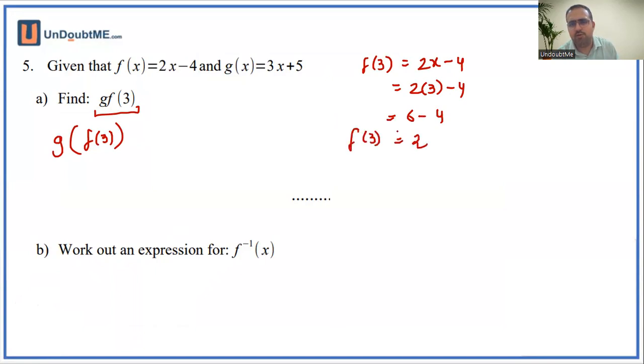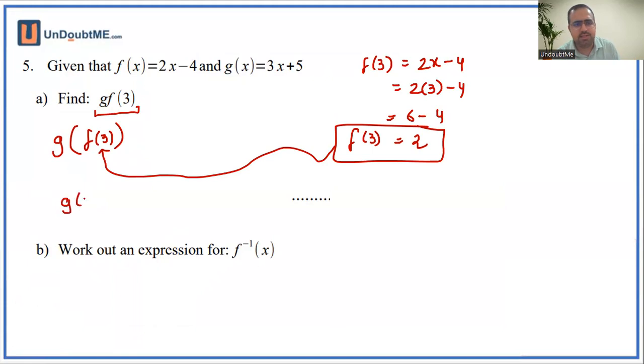Now, this is the value of f of 3, which I will, as it is, substitute here. So g of f 3 will be g of 2. And now in g, I will simply substitute 2. So it will be 3 times 2 plus 5. That will be 6 plus 5, and that will be 11. Okay, so this is how we have to do it.